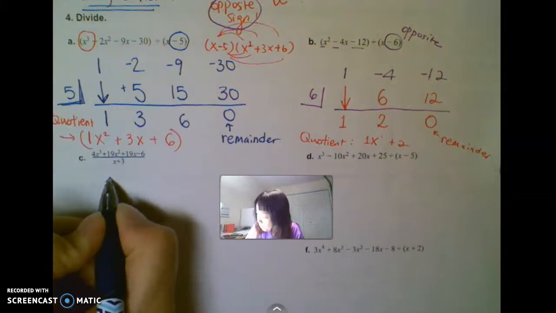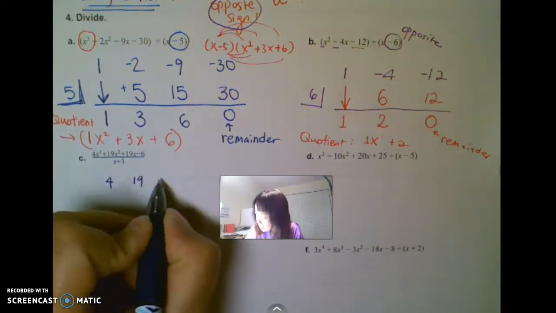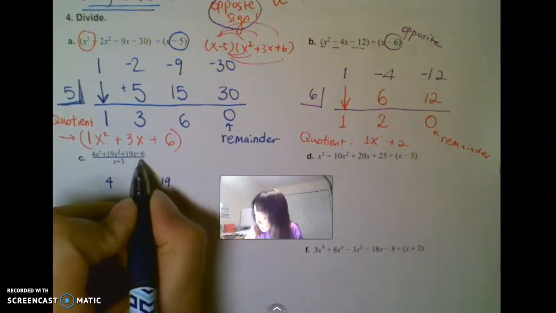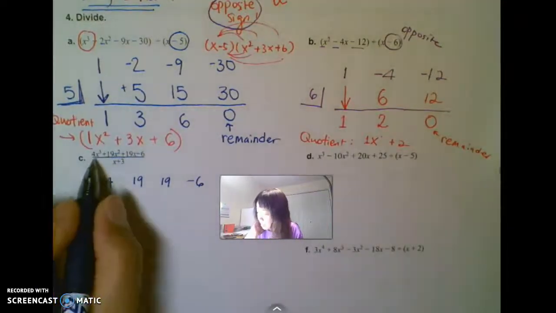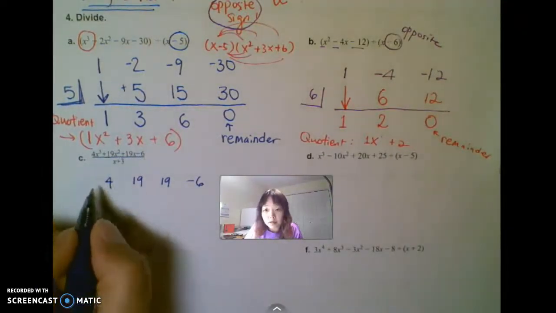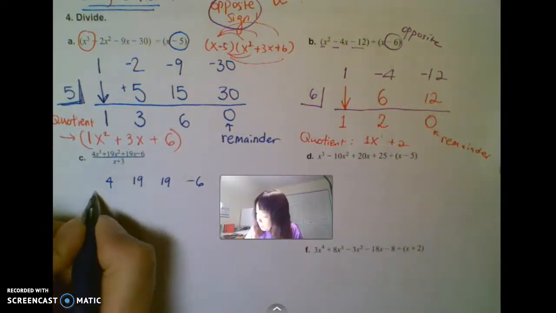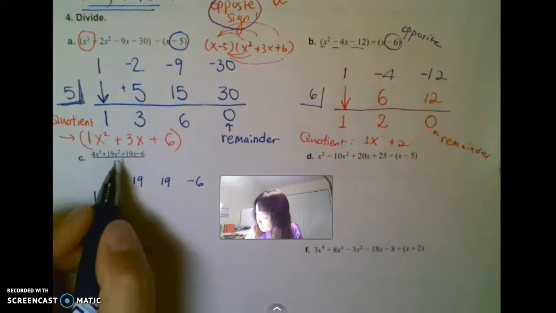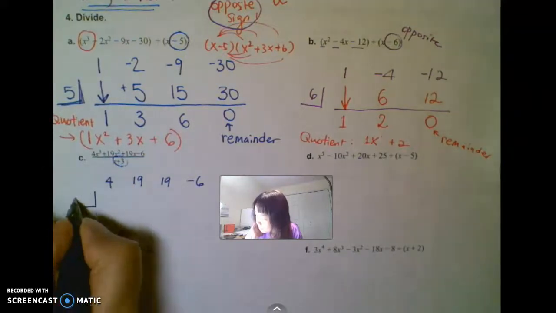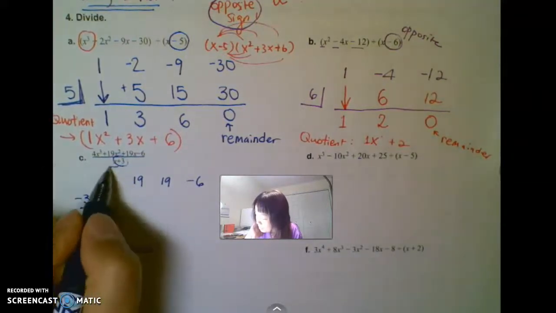All right, C. I have 4, 19, -9, +19, and -6. Okay, those are the leading numbers: 4, 19, -9, +19, and -6. Now we're dividing this by -3, because it has to be the opposite.